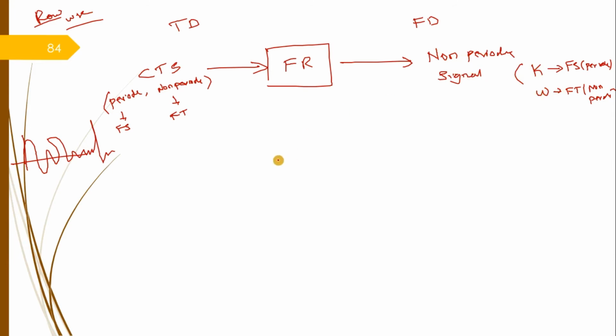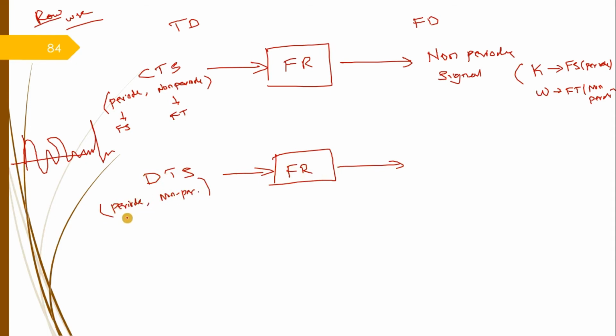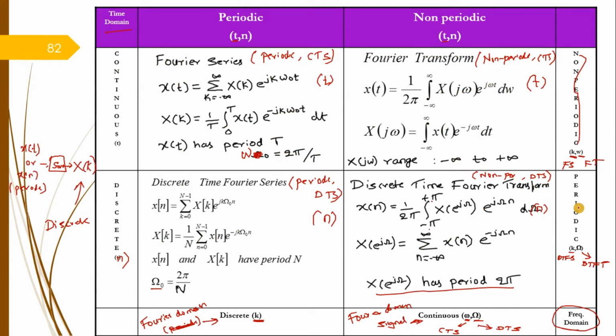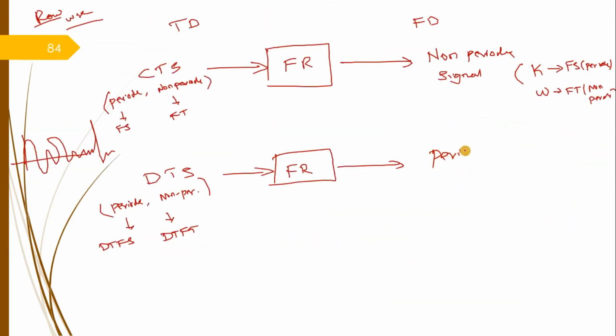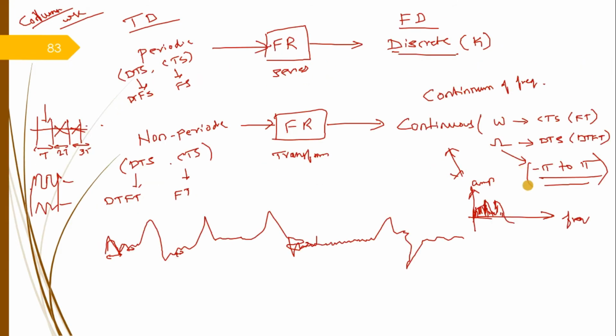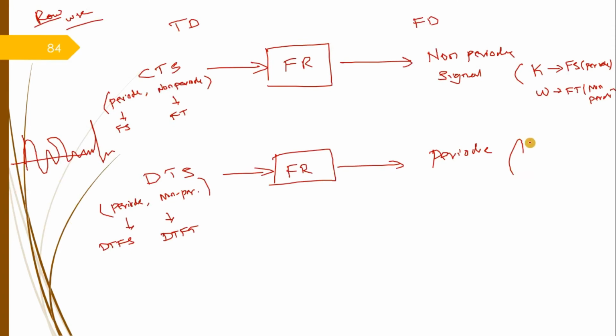Now the same Fourier representation I apply in order to produce the output when my input is a discrete time signal. So for a discrete time signal, again I have periodic and non-periodic. Periodic means I apply DTFS, non-periodic means DTFT. So again here I get a periodic nature signal. So a periodic nature signal, again with k and capital omega. k is for DTFS, when it is a periodic input, and capital omega is for DTFT when it is a non-periodic input.